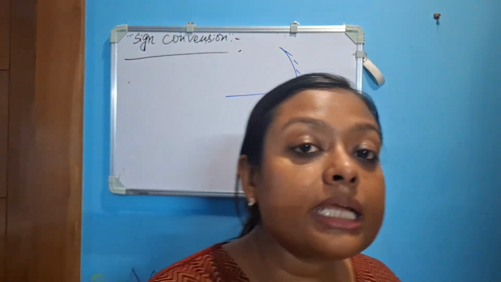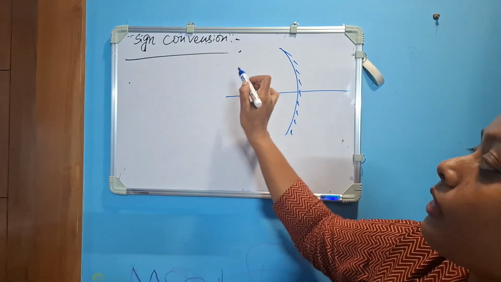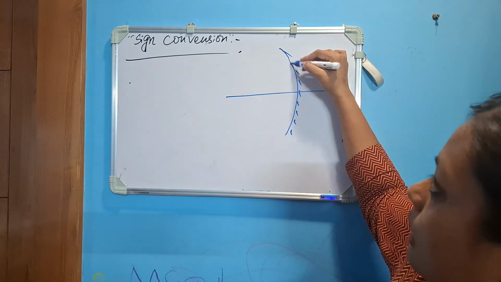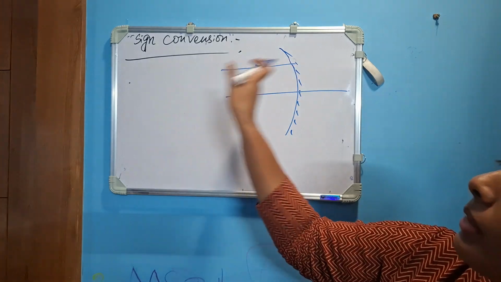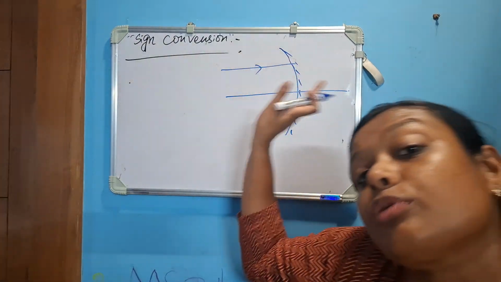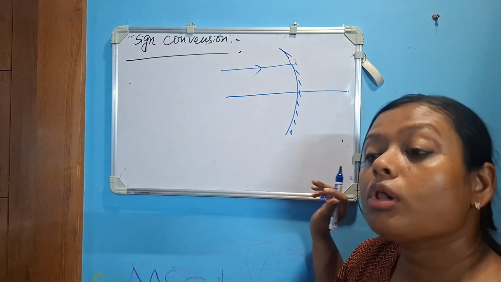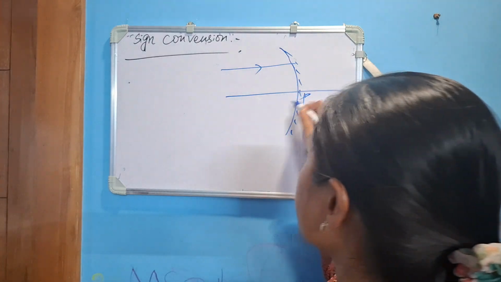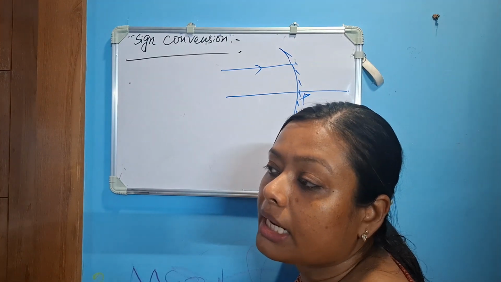First of all, the light ray always comes from the left side of the page or the board or anywhere. Light always falls on the mirror from the left side, from left to right. And the second point, what is that? Now all the distances have to be calculated from the pole. This is the pole. Whether it is convex or concave, all the distances have to be calculated from the pole.